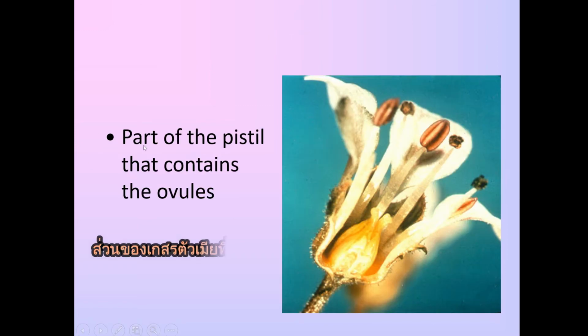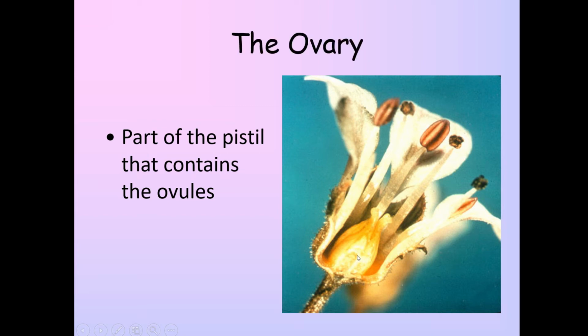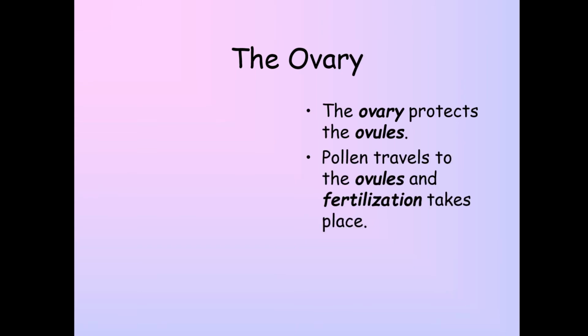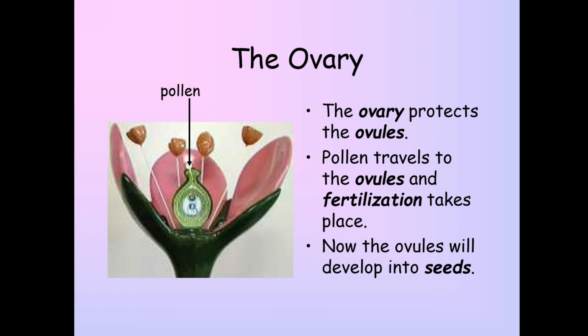The ovary is the part of the pistil that contains the ovules. The ovules are inside the ovary of a flower. You can see the ovules inside the ovary of the flower. This is the ovary, and we have the ovule.